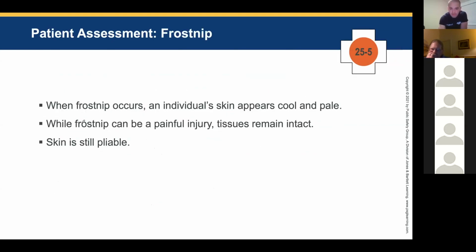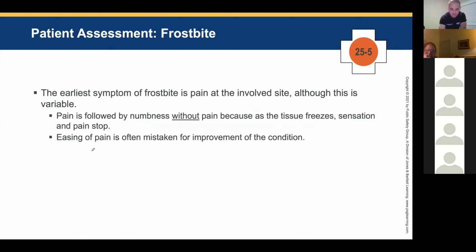So when we talk about frostnip, the individual's skin appears cool and pale. And while frostnip may be very painful, the tissues remain intact and the skin is still pliable. Once again, this is a very minor issue that can usually be fixed by simply rewarming the area. When we get into frostbite, the earliest symptom is usually pain at the injury site, although it can be variable. And then that pain is followed by numbness without pain, because as the tissue freezes, sensation and pain stop.